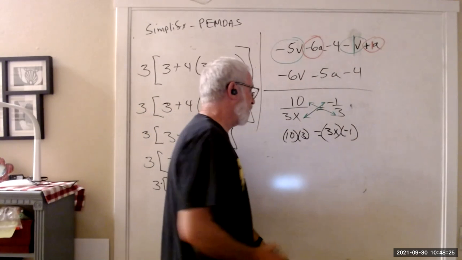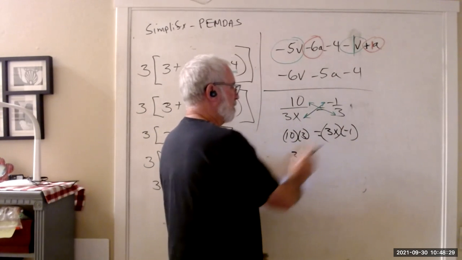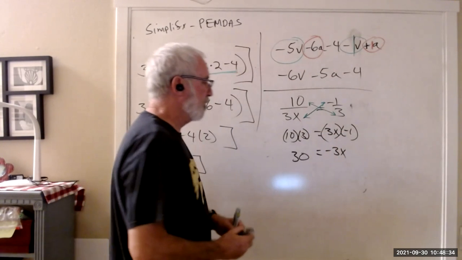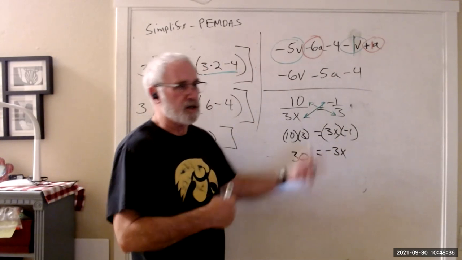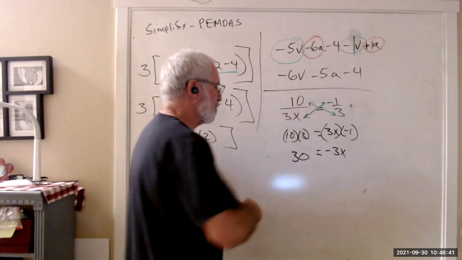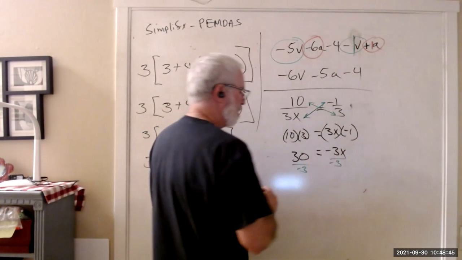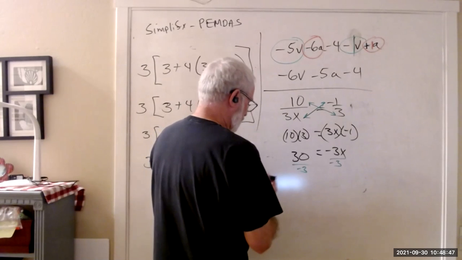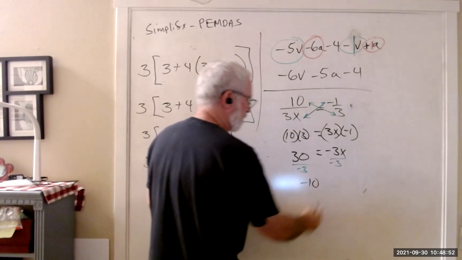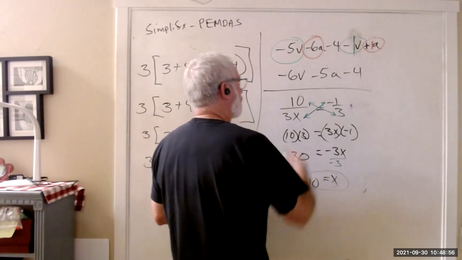Now, it doesn't matter who you write first. This is 30. This is negative 3x. It doesn't matter what side to put the 30 on and the 3x on. That doesn't matter at all. What matters is when you do your arithmetic, you're going to divide both sides by negative 3. And that's going to give you, 30 divided by negative 3 is negative 10, equals x. And that's your answer.